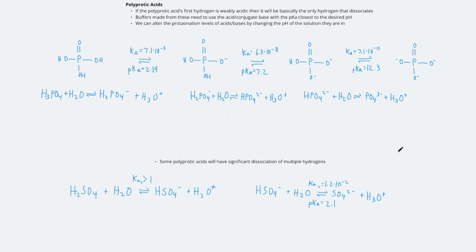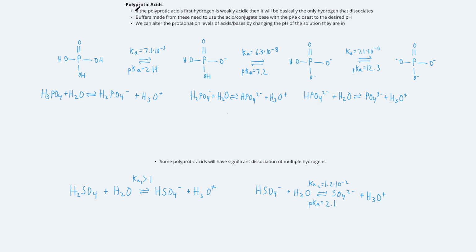Now we'll look at polyprotic acids, and there's really nothing new about polyprotic acids in terms of the foundations of acids and bases. So what we're going to do is pretty much just apply what we already know about acids and bases to a polyprotic acid. We have two polyprotic acids here. The one on top is a weak acid, and the one on bottom is a strong acid. So we're looking at the weak acid first.